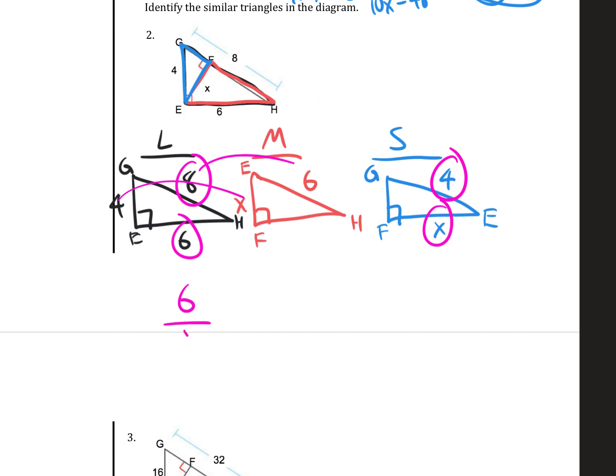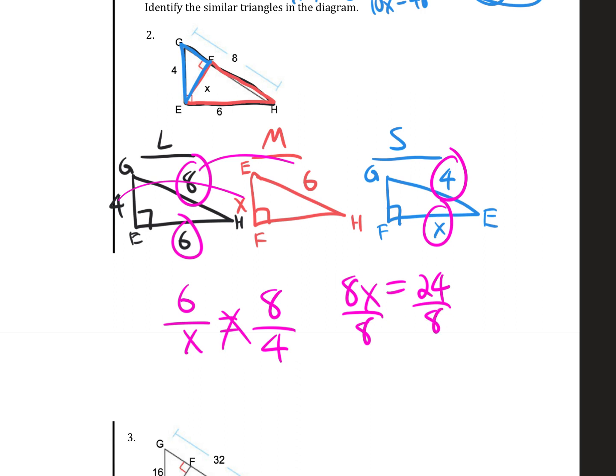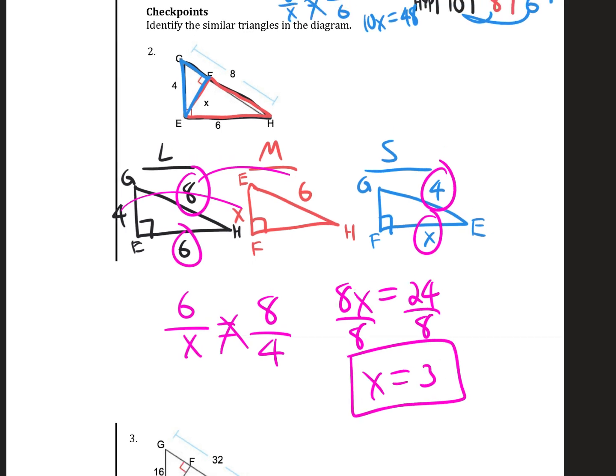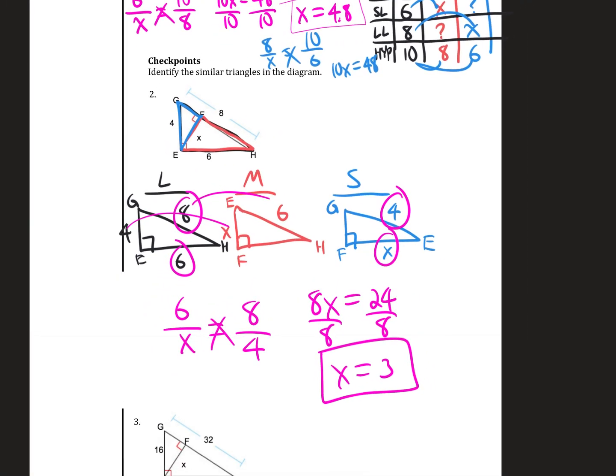We have 6 over x equals 8 over 4. Cross multiply, we get 8x equals 24. Divide by 8, x equals 3. The answer with that one would be x equals 3. Okay? All right. This will just want you to solve the similar triangles in the diagram, but I thought it'd be helpful just to get practice with solving too. Okay?